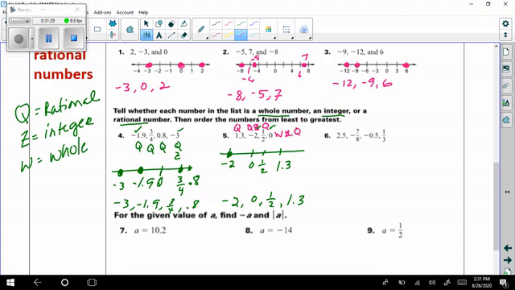Number 6, 2.5. It's not natural. It's not whole. It's not an integer. It's got to be just rational, Q. Fraction, so it's going to be Q. That's a decimal, it's going to be Q. And it's a fraction, it's going to be Q. All right, so they're all rational numbers.